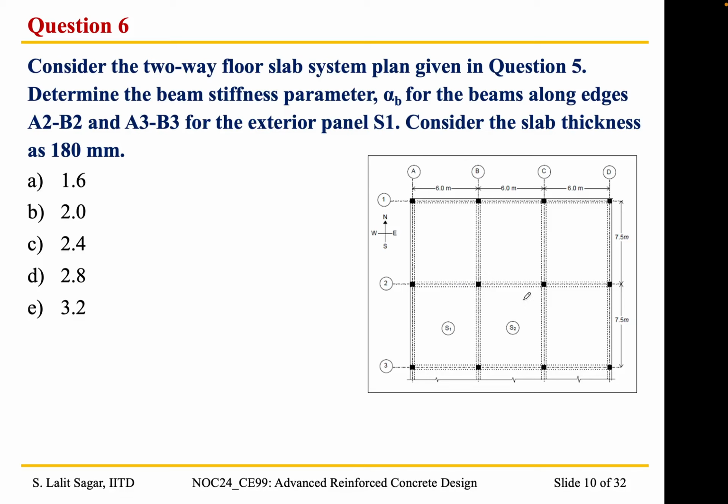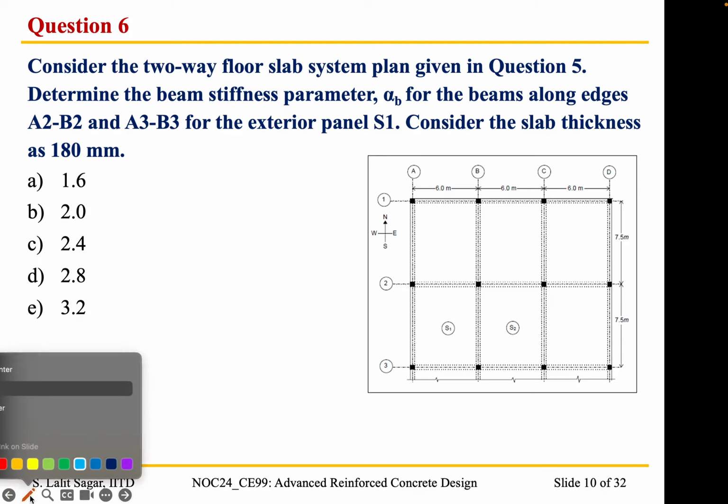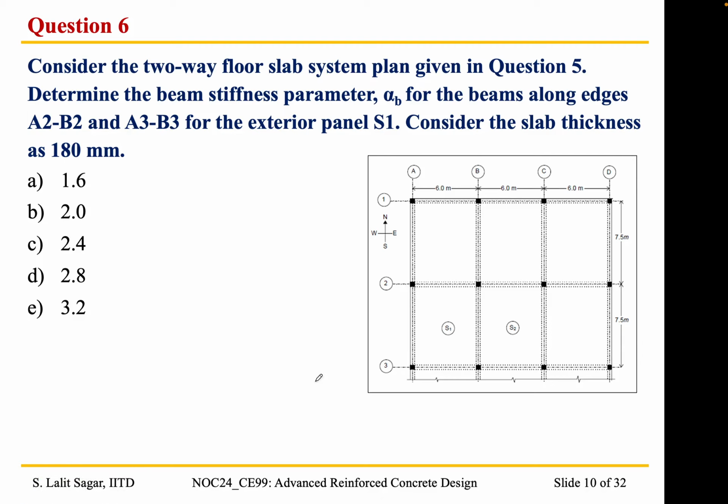For the same exterior panel S1, we have to determine the alpha b parameter along the edges A2 B2 and A3 B3. Please note that it is going to be continuous along this direction. You may please start solving the problem while I start solving now.